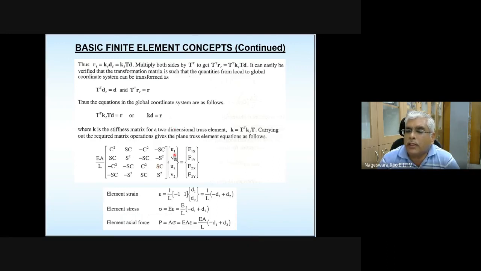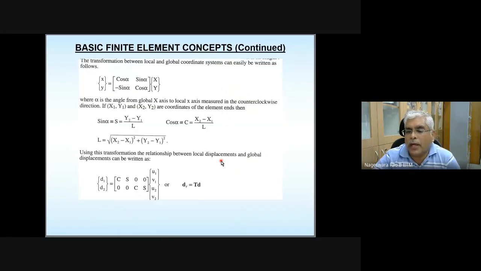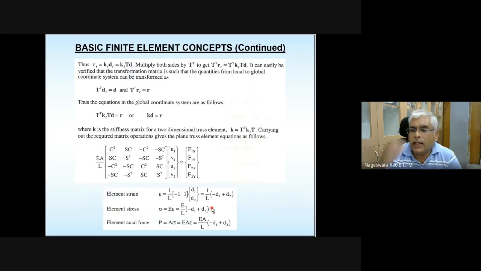Please note that when you solve this equation system, you get U1, V1, U2, V2, the displacements in the global coordinate system. But to calculate strain and stress, we require displacements in the local coordinate system. So you need to go back to this transformation. Once you get global values, you go back to this and find D1, D2. All that we'll make use of in solving plane truss problems.